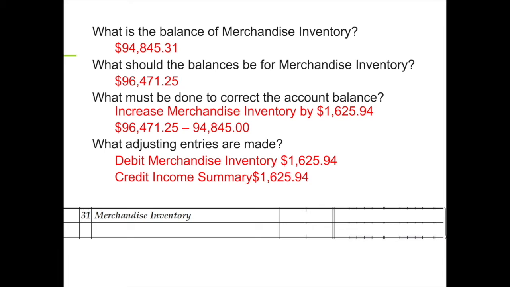Merchandise inventory, we said, is going to go up, so we're going to debit merchandise inventory for the amount, and we will credit income summary for that same amount. Just a reminder also, if your merchandise inventory happens to go down throughout the fiscal period, the amount in merchandise inventory would be credited to make that go down, and income summary would be debited. So it would be just the opposite if your merchandise inventory goes down at the end of the fiscal period.